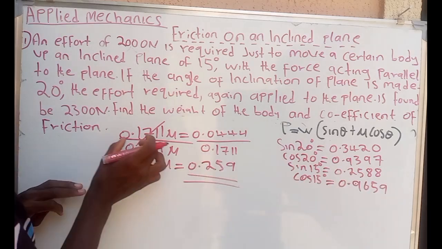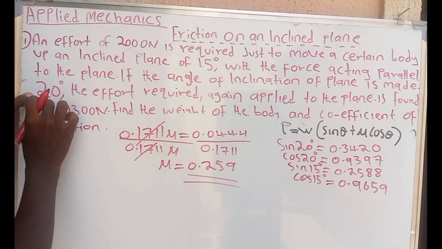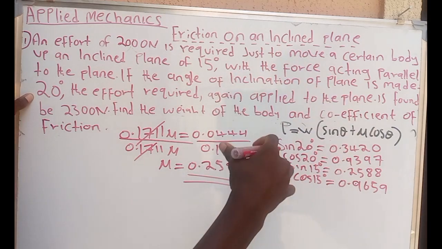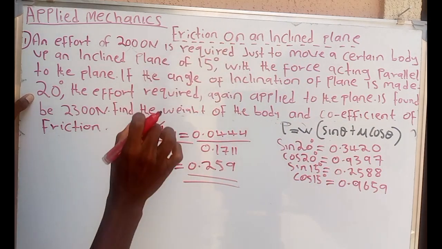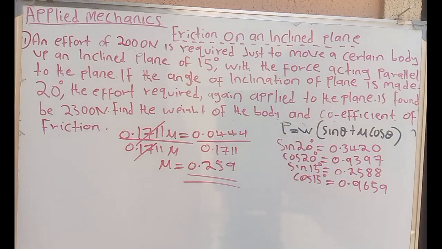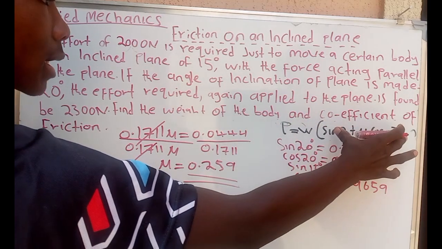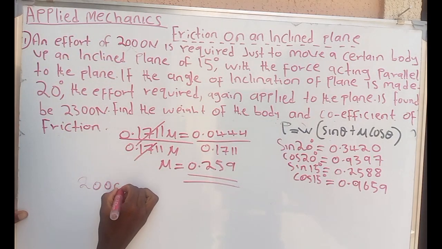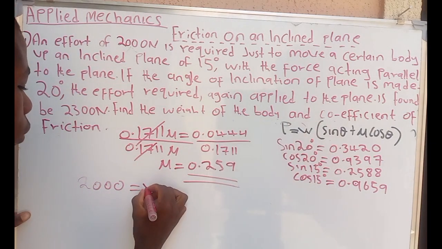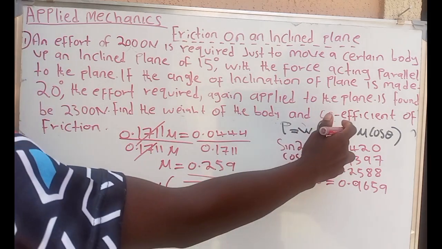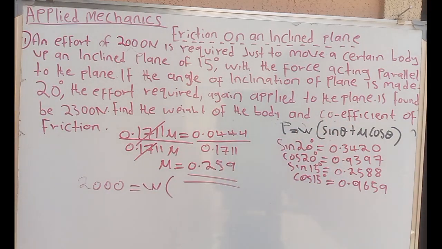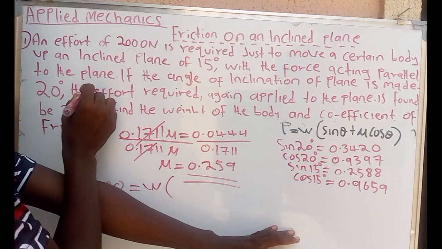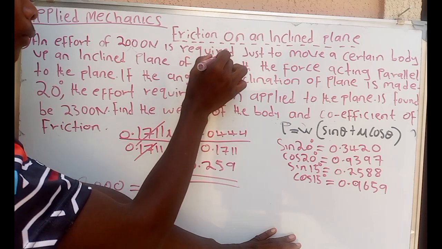Find the weight of the body and the coefficient of friction. We are not using the second inclination; we are to insert the 15 degrees in order to find our weight. So therefore, let's insert the formula. P in the first part is 2000, which is equal to the weight we are looking for, times sine theta. We have to use 15 for this part.